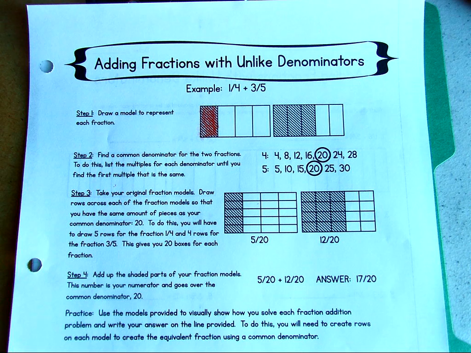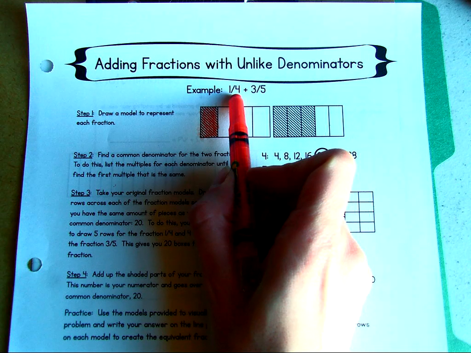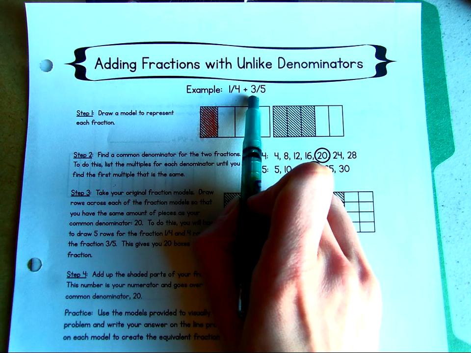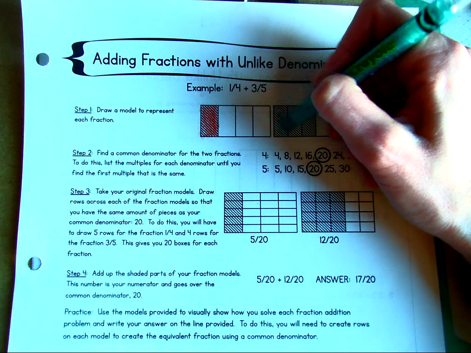Okay, so we'll be adding fractions with unlike denominators. In the first example, we have 1/4 plus 3/5. So this 1/4, the 4 tells me how many pieces the rectangle is cut into, and I have 1 shaded in out of the 4. The second fraction tells me that I have 3 parts out of 5. So this rectangle will be cut into 5 pieces, and I will have 3 shaded in out of the 5.